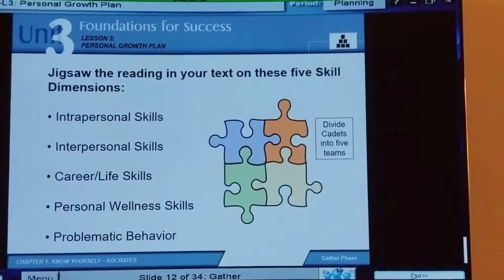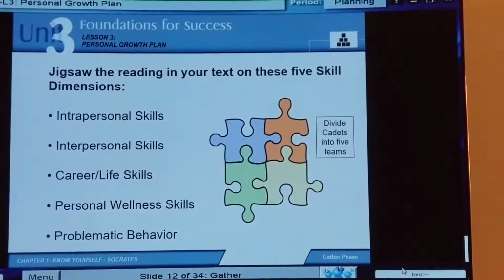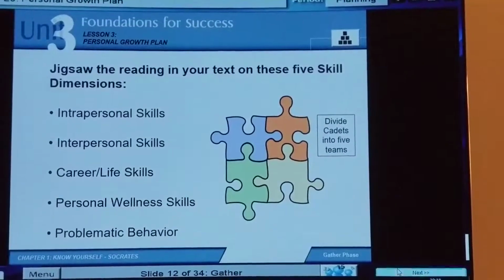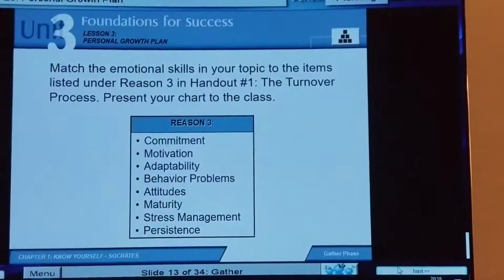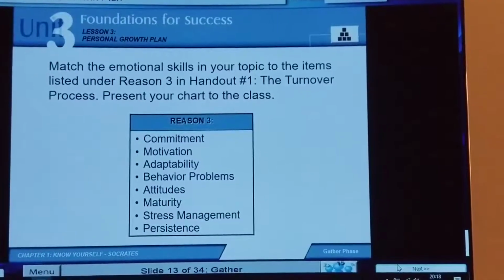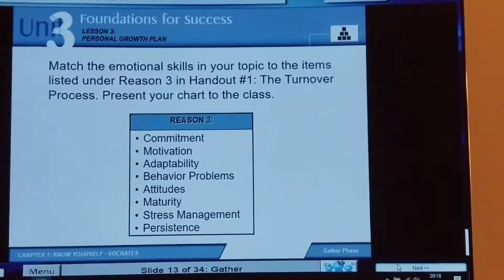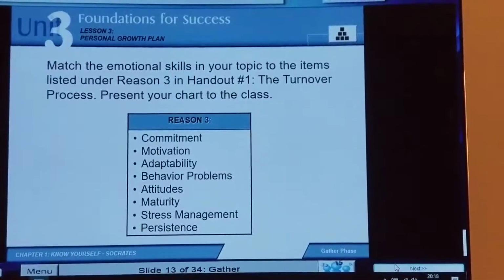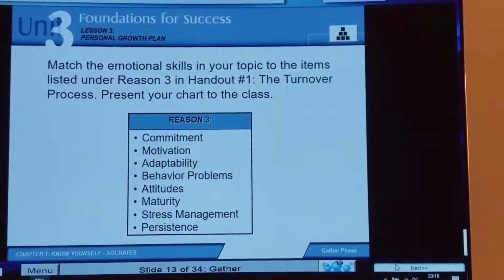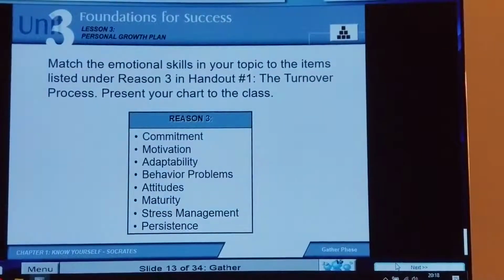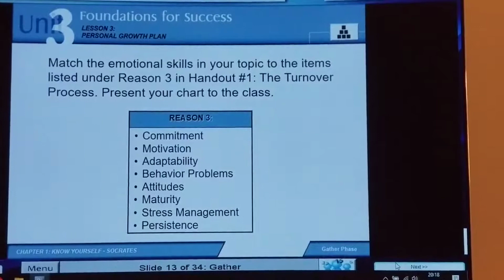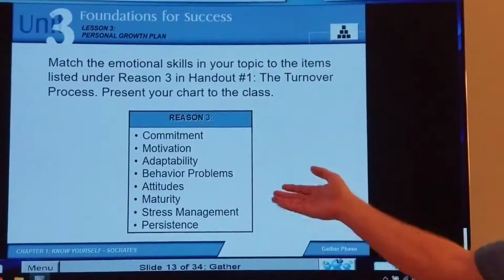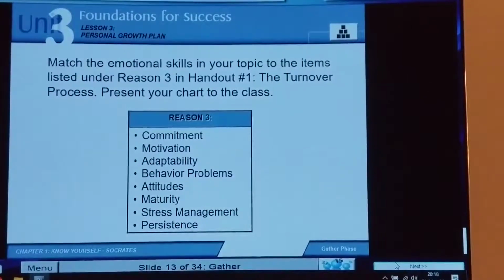We're not going to jigsaw because, as I said, you've already read through the chapter. There's no need to do this. All right, match your emotional skills in your topic to the items listed under Reason 3 or Handout 1. We're not doing this either because, again, you have already read through the chapter. You've done the work. You've done the definitions. You've answered the questions. And you should know what we're talking about. A lot of these things should be very familiar to you by now.